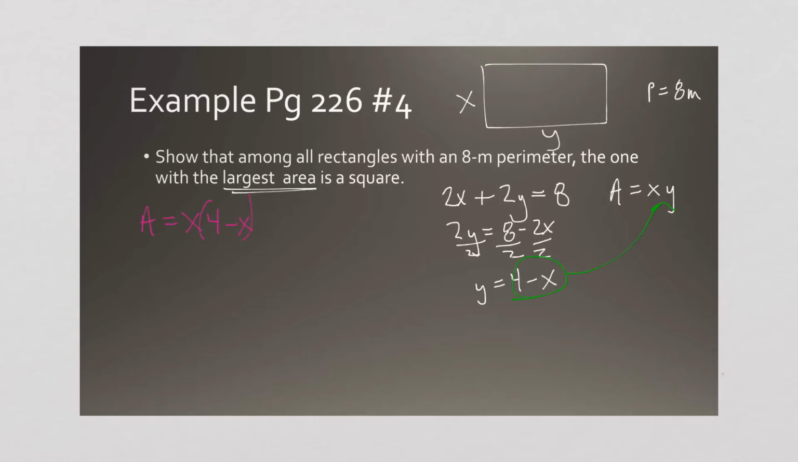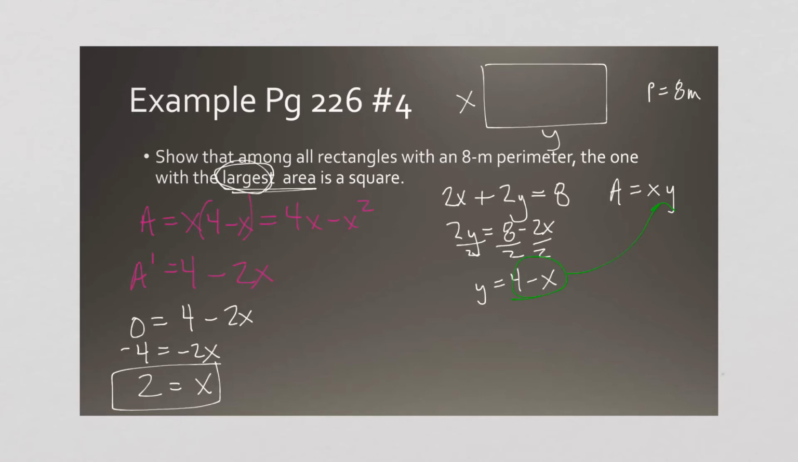And it's up to you if you want to go ahead and distribute this out. It does make finding the derivative a little easier. So I get 4x minus x squared. If I find A prime, that's going to equal 4 minus 2x. And remember, we're now setting this guy equal to 0, because we're finding a largest area. So 0 equals 4 minus 2x. Negative 4 equals negative 2x. So I get x equals 2.